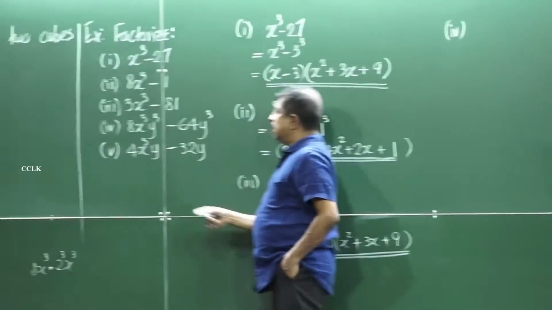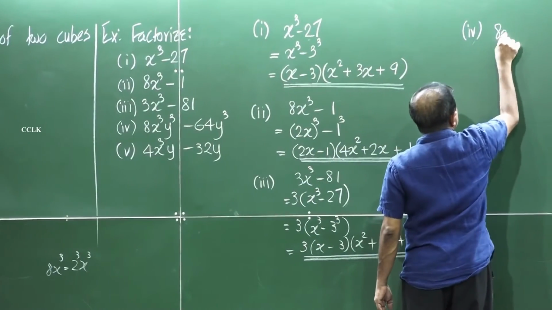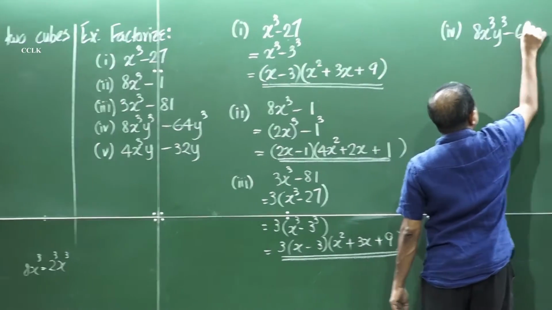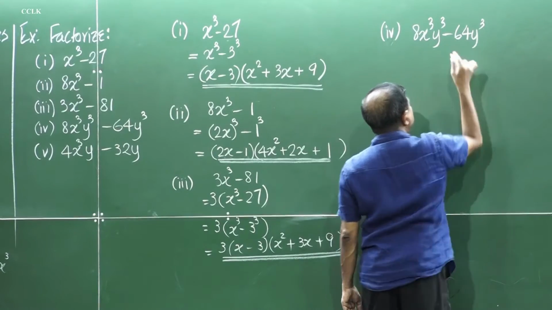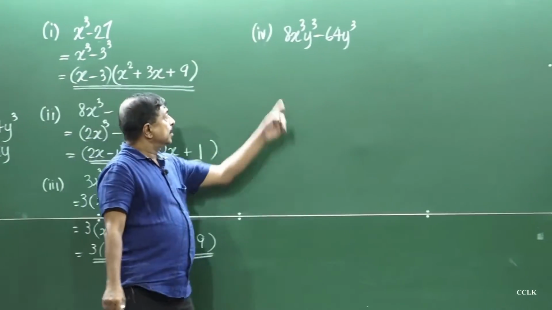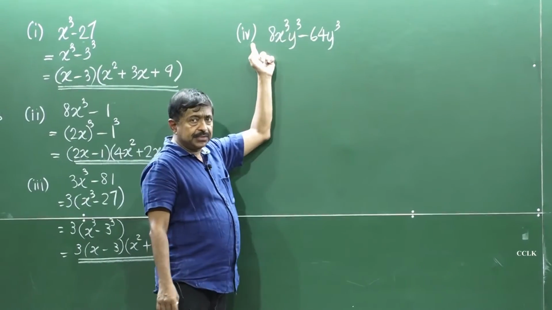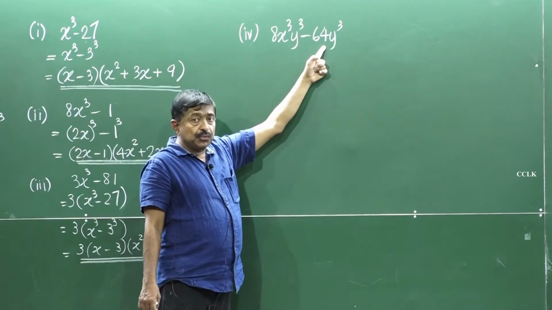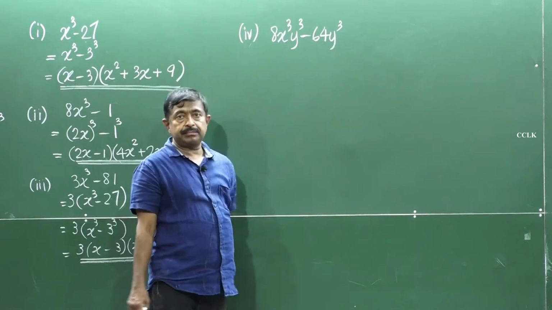This one. 8x cube y cube minus 64y cube. Now look, everything is a cube. This one is a cube, this one is a cube. This is a cube of 2xy. This is a cube of 8y, sorry, 4y.